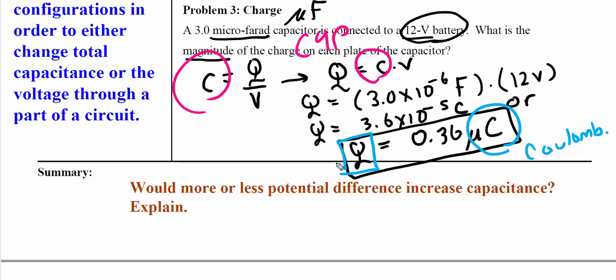Summary: would more or less potential difference increase capacitance? Would more or less potential difference increase capacitance? Explain.